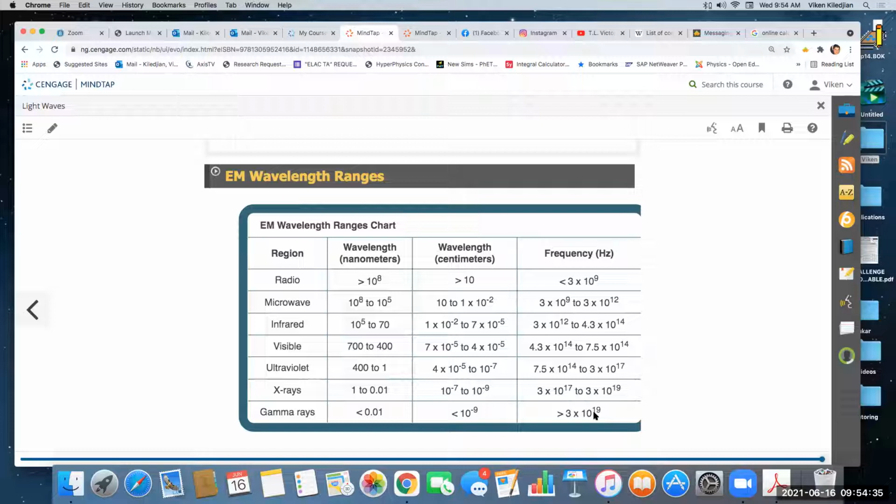So that's what makes gamma rays dangerous, because they have very, very short wavelength, but very, very high frequency. And if their frequency is high, they're a lot more energetic. They go up and down a lot more times per second.